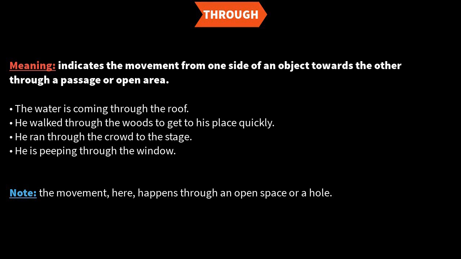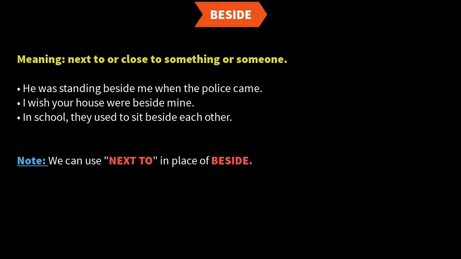Let's talk about the next preposition, beside. Guys, beside simply means next to or close to or at the side of something. Okay, let me show you some examples that will help you to understand it. He was standing beside me when the police came. He was standing beside me, next to me, close to me when the police came.